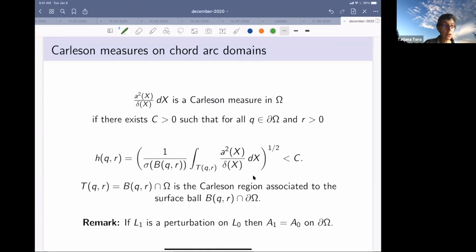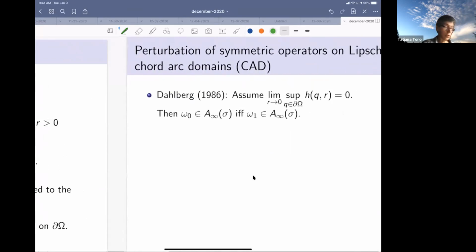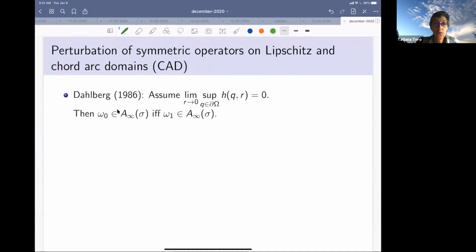Okay, so remember the question is what Dahlberg wanted to ask: for what operators can I say that omega L is an A infinity weight with respect to sigma? So Dahlberg used this condition to show the following. In 1986, he proved that if this quantity is going to zero uniformly on the boundary, then omega 0 is an A infinity weight with respect to sigma if and only if omega 1 is an A infinity weight with respect to sigma. Okay, this is a beautiful result.